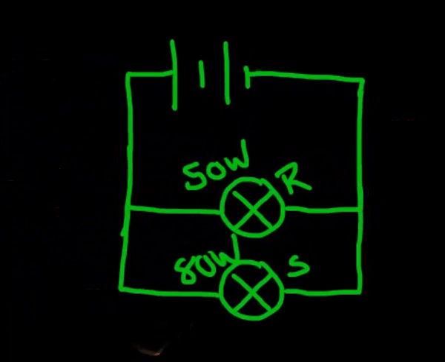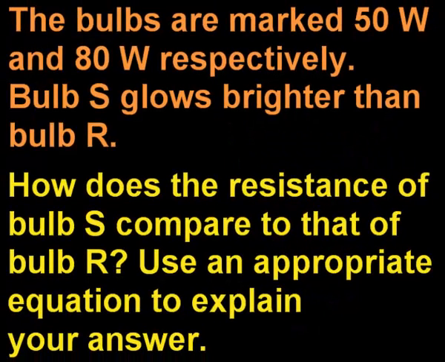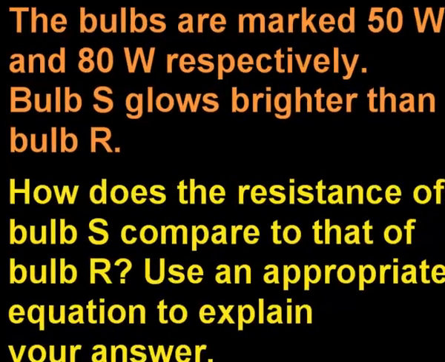Now here's my circuit. You would note that we've got a 50 watt bulb and an 80 watt bulb, and they are connected in parallel to each other. Let's then go and see what the question asks. They tell us that our bulbs are marked 50 watt and 80 watt respectively. Your bulb S though, and that's the one with the 80 watt, glows brighter than the 50 watt. They want us to determine how the resistance of bulb S compares to that of bulb R, and we need to make use of an appropriate equation to explain our answer.